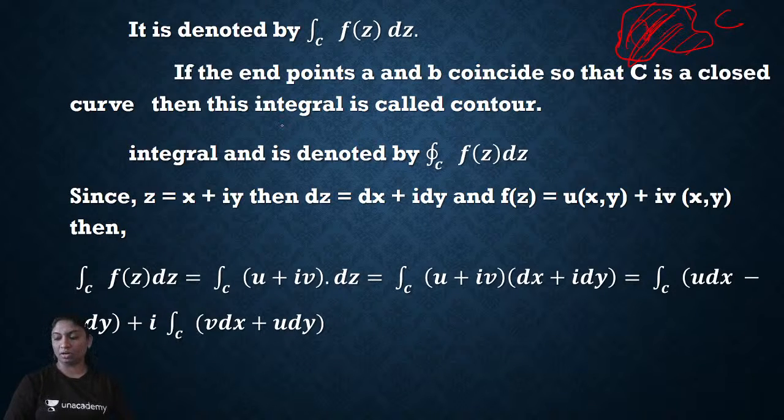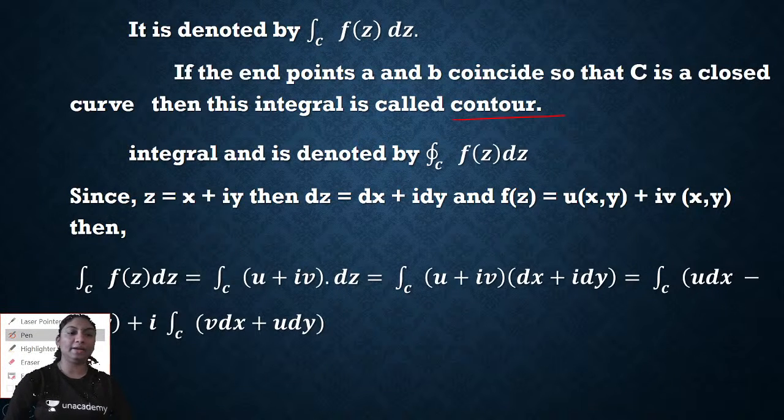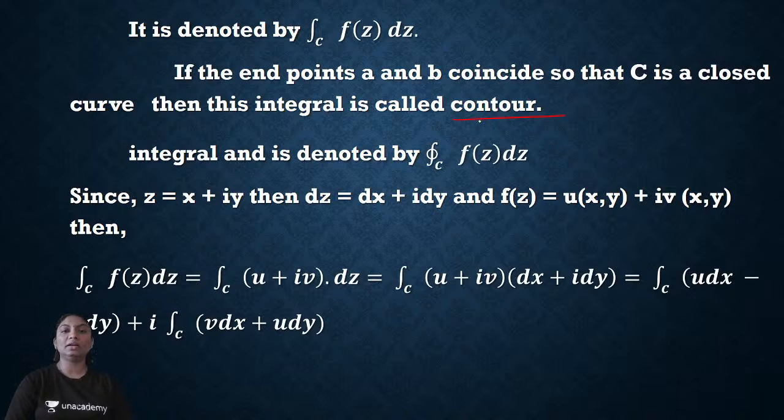If it is given like this, integral over c f of z dz, then this curve comes here. If the endpoints a and b coincide, c is a closed curve. Suppose this is your a point and this is your b point, where the closed curve coincides here, that curve is called a contour. A closed curve is called a contour, and your integral is denoted by the closed integral over c of f of z dz.